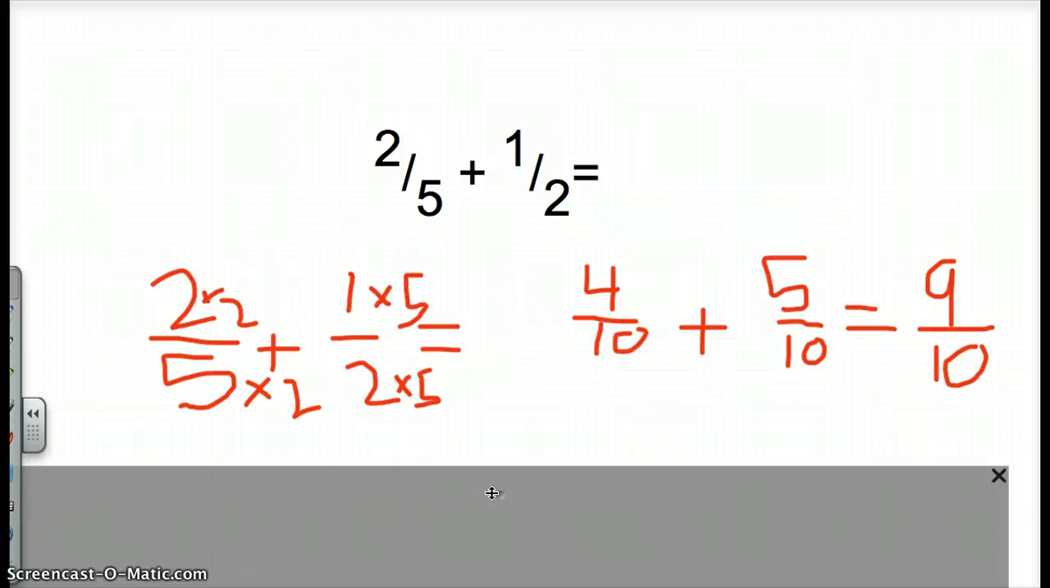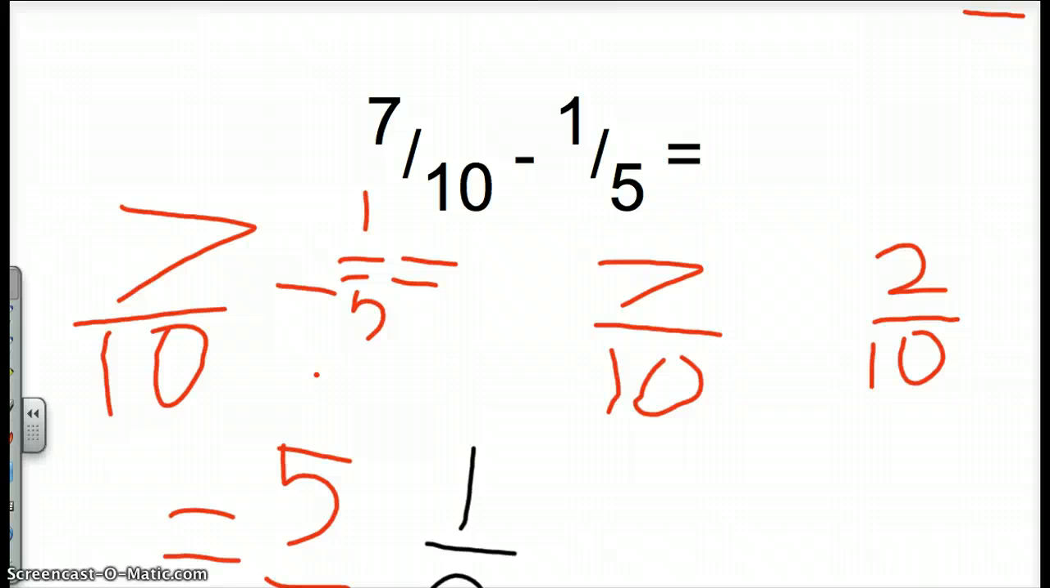With 5, to get to 10, you have to times it by 2, and whatever you do to the denominator, you do to the numerator. So this would equal 10 for the denominator, and 2 times 2 would equal 4. And then it's the same rule for the other fraction. For 2 to get to 10, you have to times it by 5, which equals 10. And then, again, whatever you do to the denominator, you do to the numerator. 5 times 1 equals 5. So then you add those together, and your answer would be 9/10.